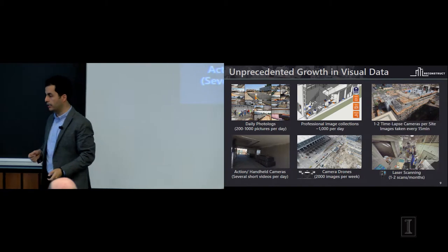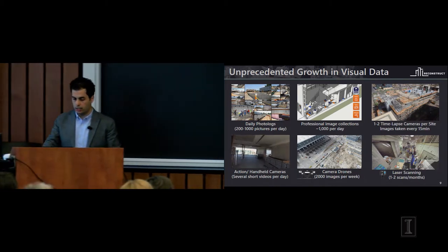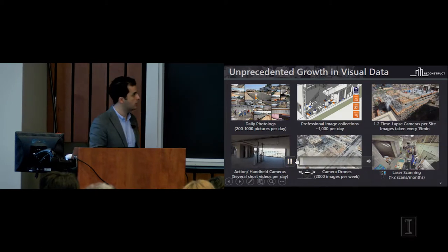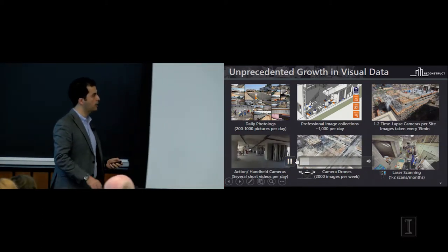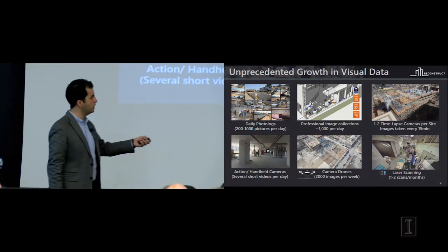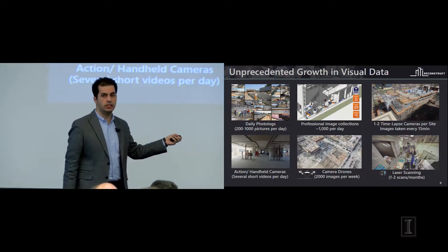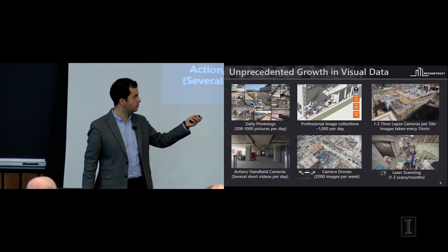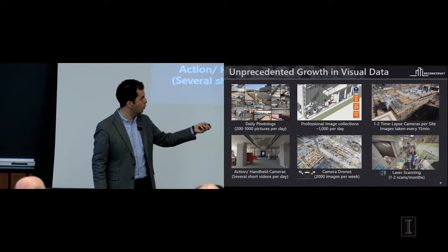Drones have been a significant opportunity for us. This is perhaps one of the very few examples of technology very rapidly being adopted on job sites. We are seeing close to about 2,000 images being captured on job sites by flying a drone over that specific site. So you're actually looking at McCormick Place.